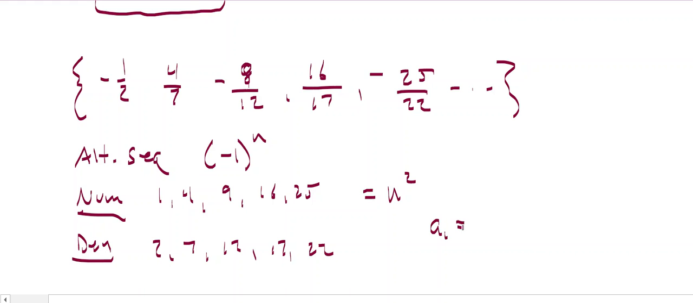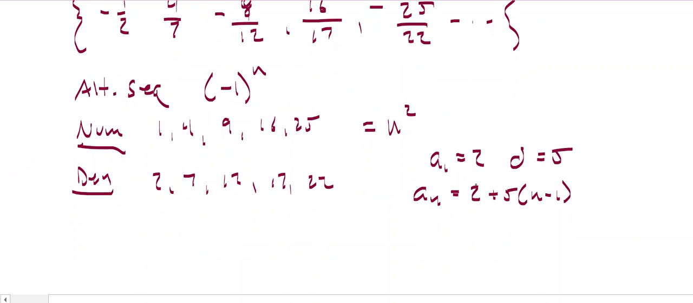So since the denominator is arithmetic, we have to find the arithmetic sequence for that. So a sub 1 is 2. The common difference is 5. So a sub n is going to be 2 plus 5 times n minus 1. And so that's going to become 2 plus 5n minus 5, or 5n minus 3.